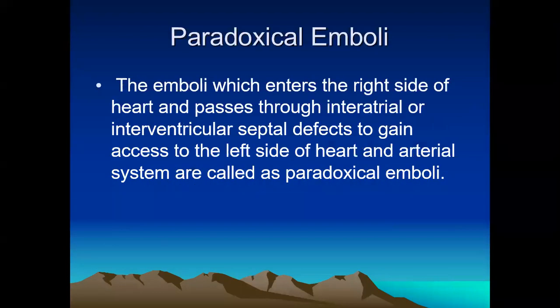Now we will discuss the paradoxical embolus. Paradoxical emboli: an embolus enters the right side of the heart, and passes through an interatrial or interventricular septal defect, and gains access to the left side of the heart and the arterial system. They are called paradoxical emboli.